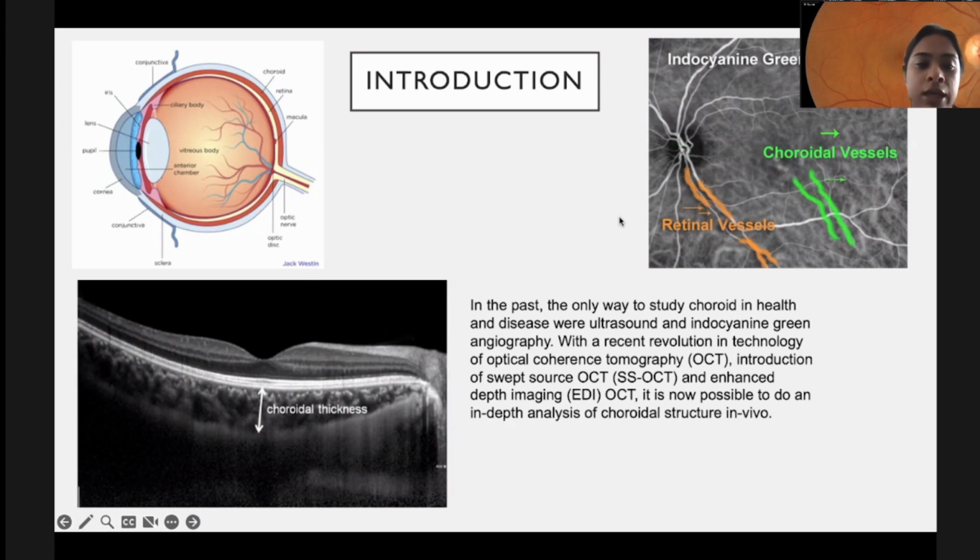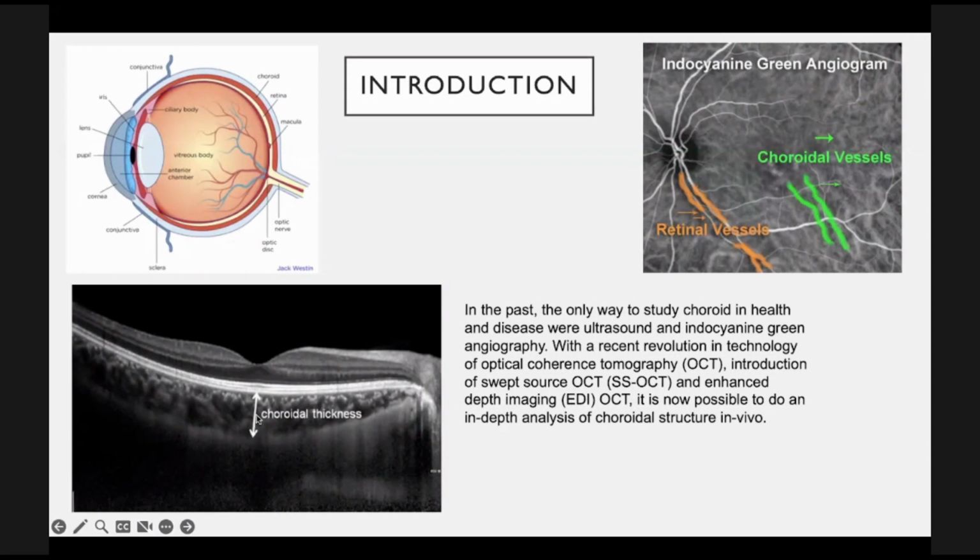The latest technology to study the choroid is the OCT scan, which is shown here in the picture. This is called enhanced depth imaging OCT. So the top is the retina, and at the bottom where we see this arrow is the choroidal thickness. This is the inner choroidal border, and this is the outer choroidal border or choroidal scleral junction.